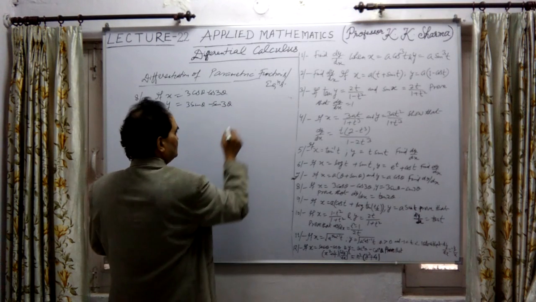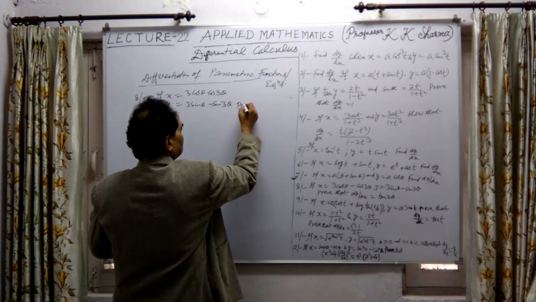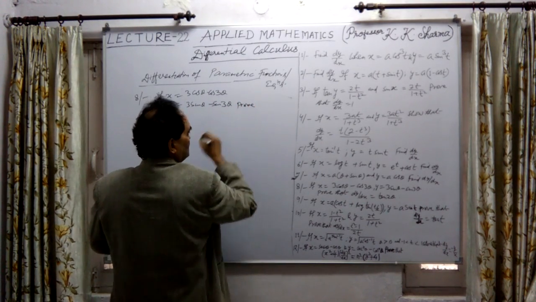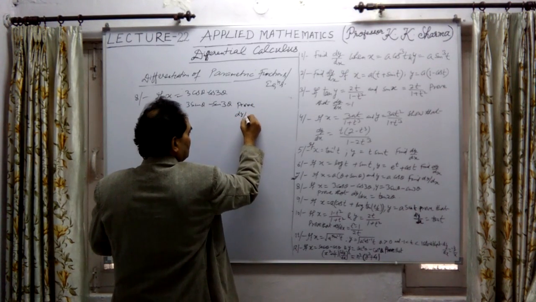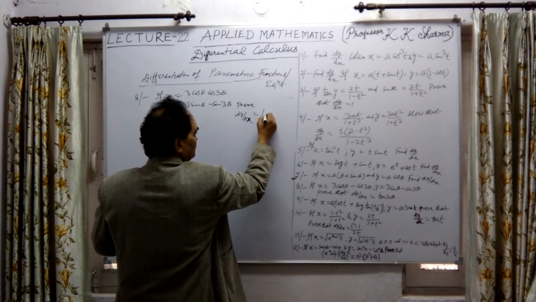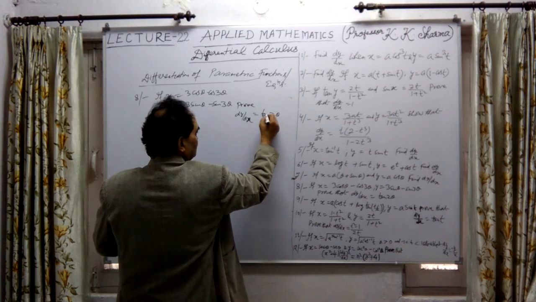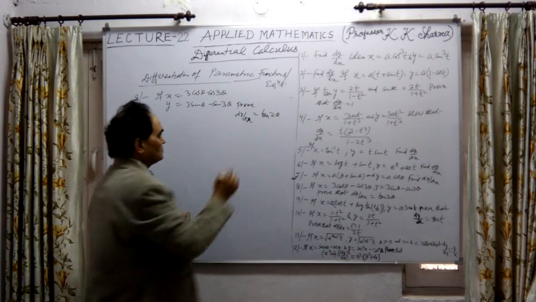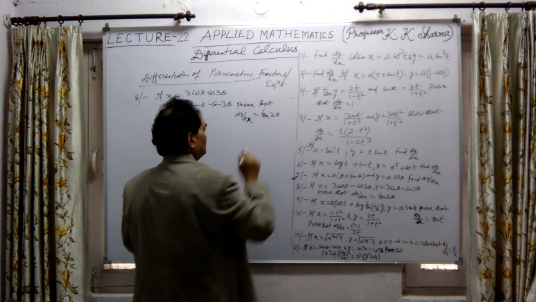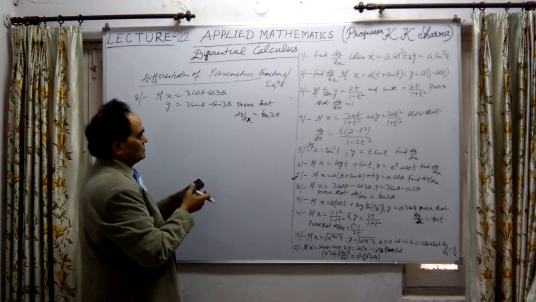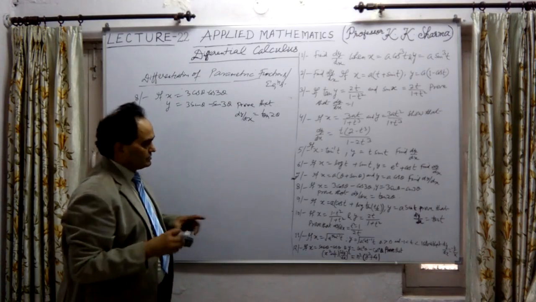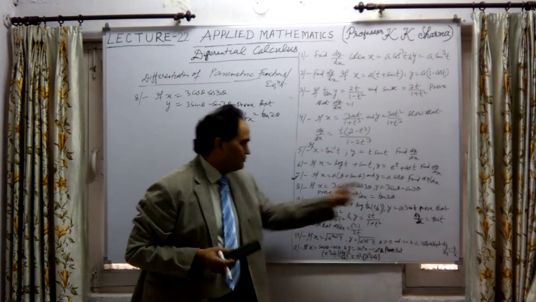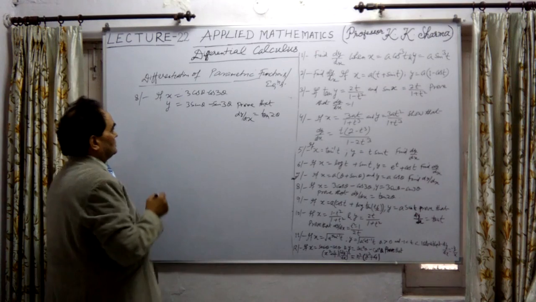Then prove that. Here the answer is given. This is very interesting. Prove that dy by dx is tan 2 theta. This is tan 2 theta we have to prove. Let me prove it.